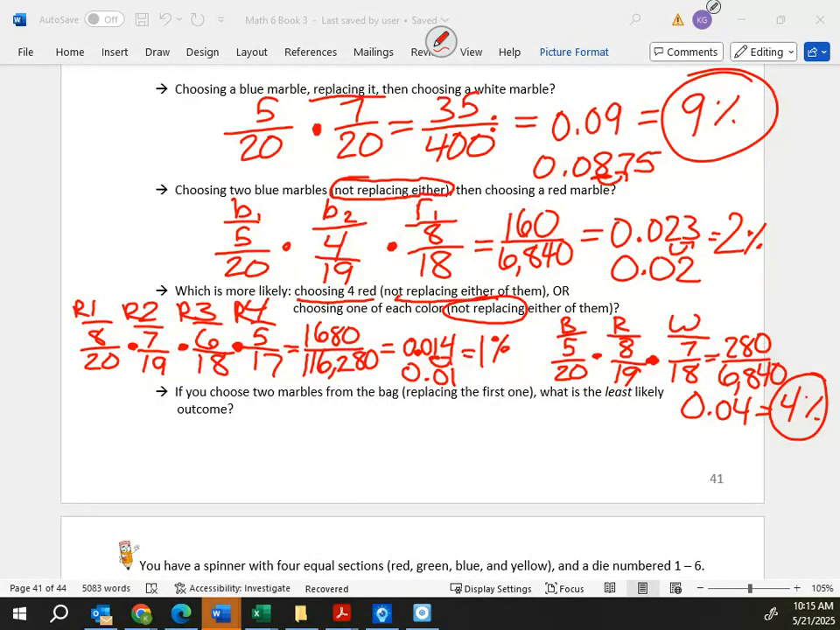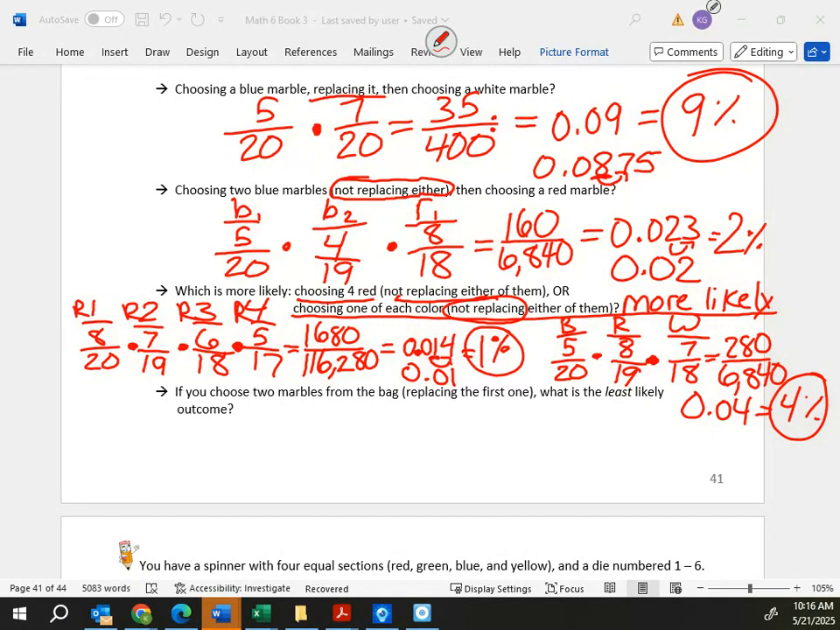So our question is, which is more likely? Our first scenario or our second scenario? Kylie? The second. So I'm gonna write more likely next to that second scenario. Because that 4% is higher than the 1%, so it's more likely. Let's look at our last one.